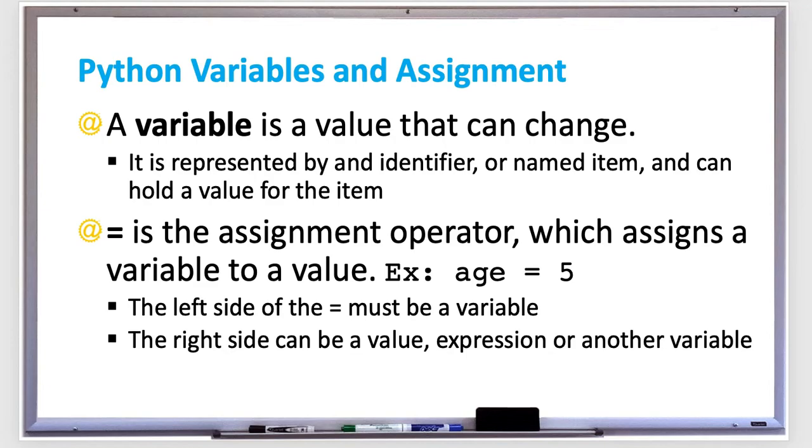The single equal sign right there is not the equals operator. It's actually the assignment operator. Two equal signs in a row would be the equals operator. And the assignment operator assigns a variable to a value. For example, if age is your variable, it assigns 5 to the variable age.